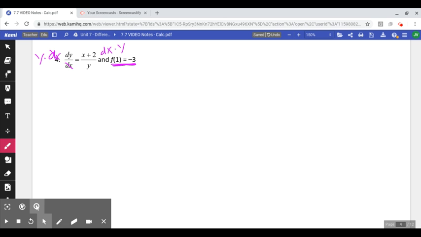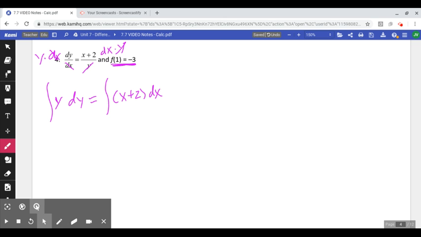Notice when we do that, the dx's cancel on the left, and the y's cancel on the right. So we're left with y dy. It's supposed to be a y here. Let me erase that. So we've got y dy is equal to x plus 2 dx. Now that our variables are separated, we'll take the integral of each side.